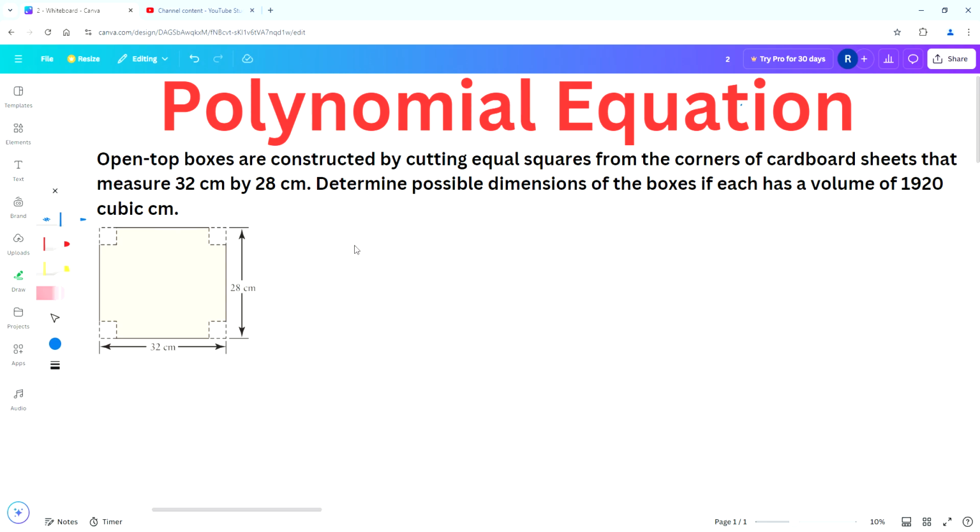We are given this diagram. This diagram shows us the cardboard sheet. It is 32 centimeter long and 28 centimeter wide, and we are cutting equal squares from the four corners. Let's assume the dimension of each square that's cut from the four corners is x. So we can show it like this.